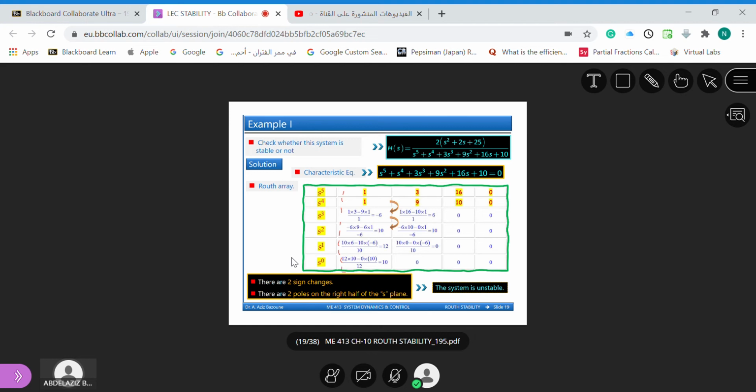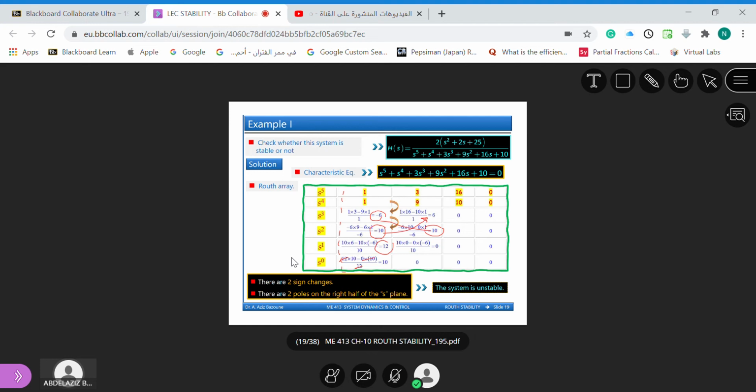The next one will be to find the coefficient here. It will be 10 multiplied by 6 minus 6 multiplied by 10 divided by 10. This will give you normally 10 multiplied by 6 minus 10 multiplied by minus 6 divided by 10. It will give you 12. And then next one here, it will be 12 multiplied by 10 minus 10 multiplied by 0 divided by 12. This will be 0. This will be simplified by this. This will give you 10.